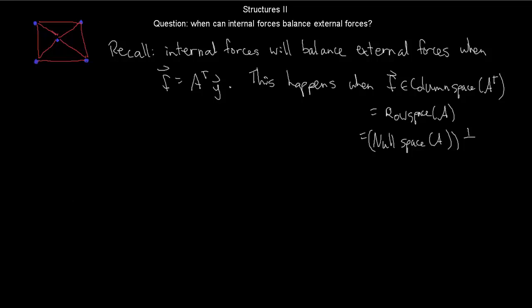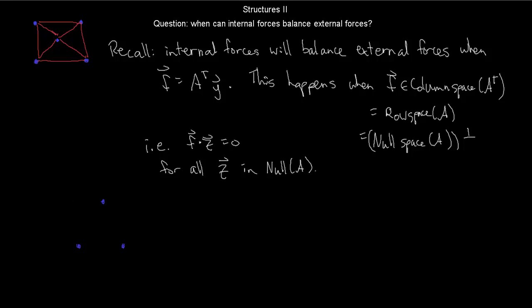So what does that mean? That means that these forces can balance exactly when the external force is perpendicular to everything in the null space of A. So, of course, if the null space of A was 0, then you could always balance the forces. But if it wasn't, then you might have a failure of equilibrium.